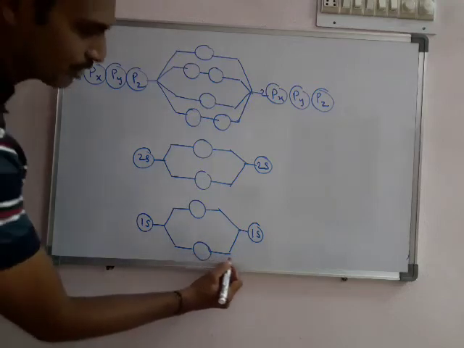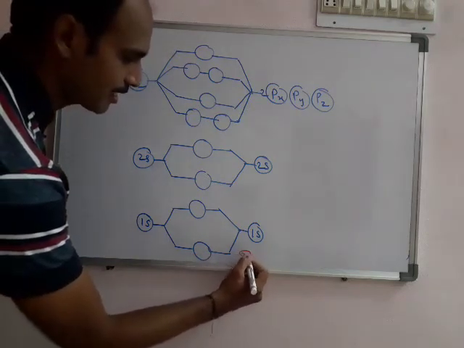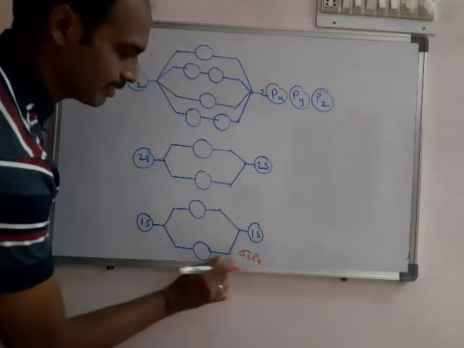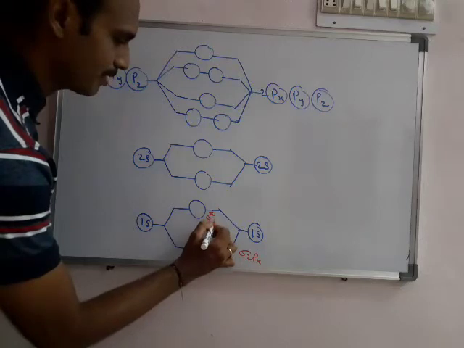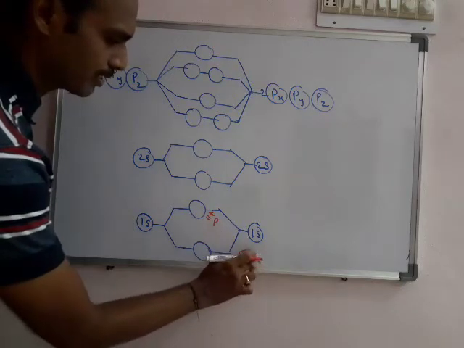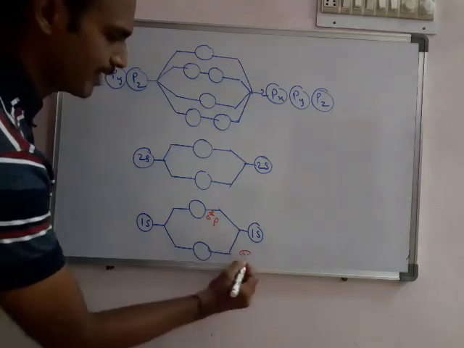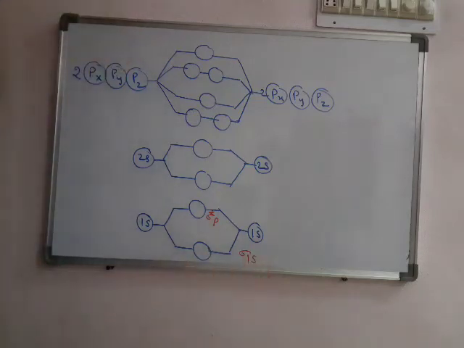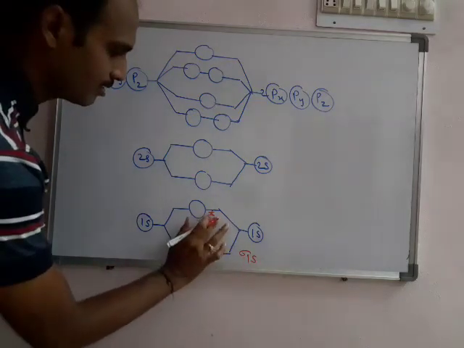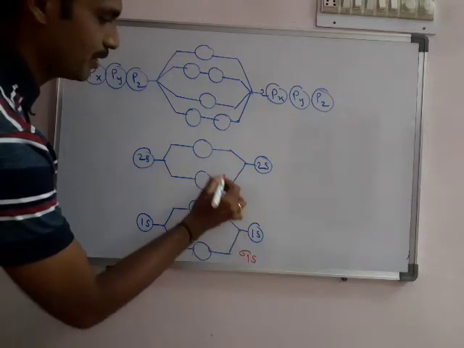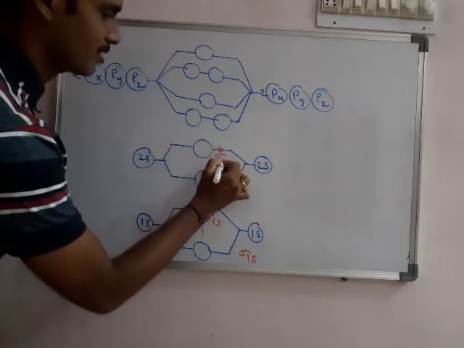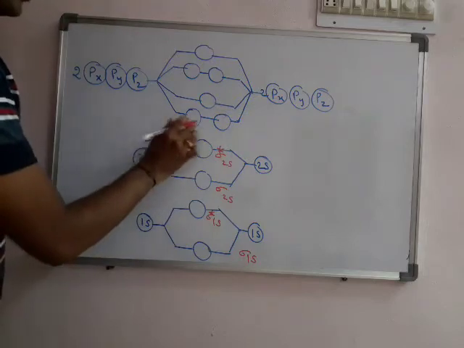So what is the name of this? This name is sigma 2px. What is its name? Sigma star. So it's not 2px, it's 2s, 1s. 1s combined is sigma 1s. What is this? Sigma star 1s. What is this? Sigma 2s. What is this? Sigma star 2s. So what are these two?